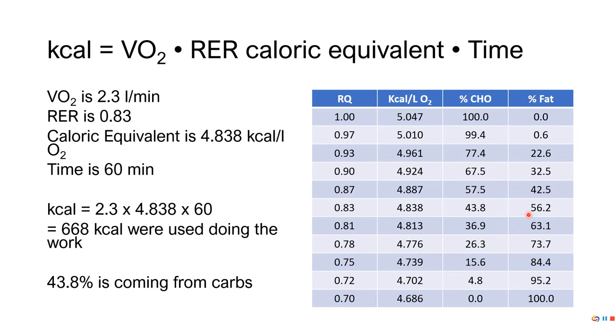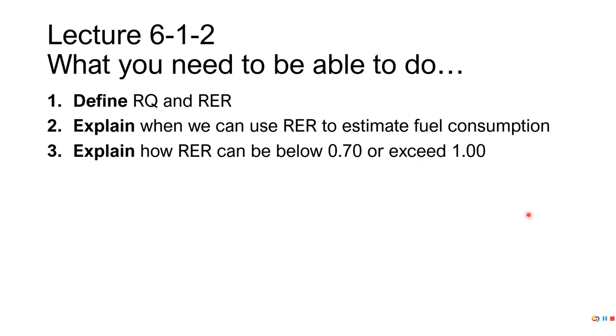And that's that. So can you define RQ and RER? Can you explain the conditions where it's okay to use RER to estimate fuel consumption? And how is it possible to have an RER below 0.7 or above 1.0?